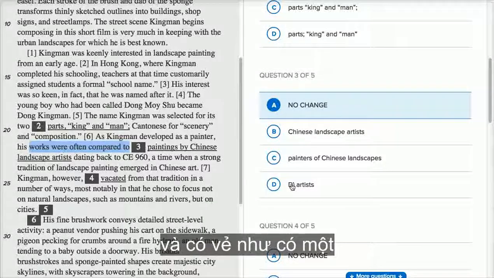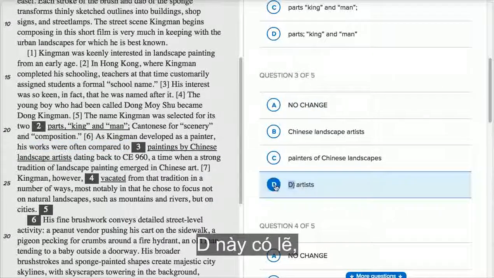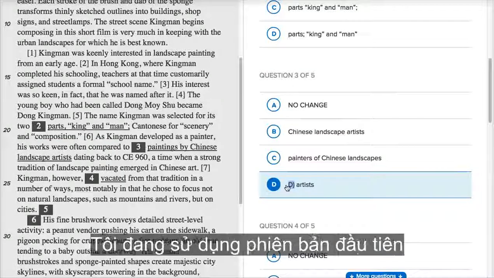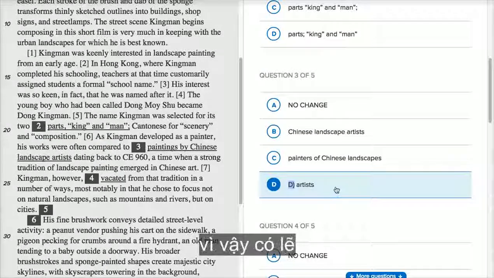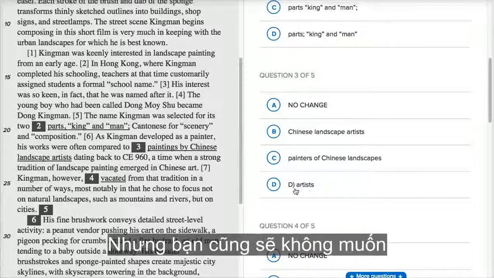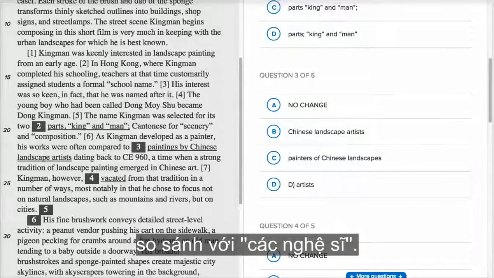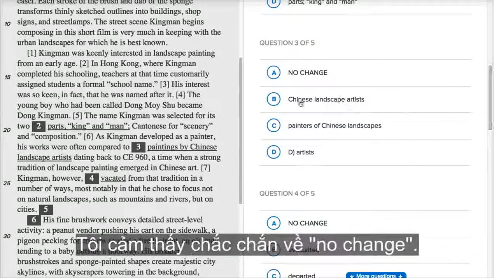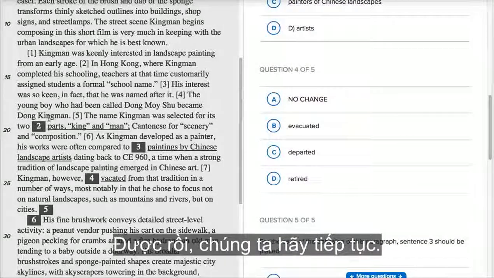And it looks like there's a little typo right over here. This D is probably, they said, hey, this is D. I'm using a prototype version of the interface, so there's probably going to be a few bugs on the stuff that I'm making the videos on. But this, you wouldn't want to compare to the artists either. So let's keep going. So I feel good about the no change. All right, let's keep going.